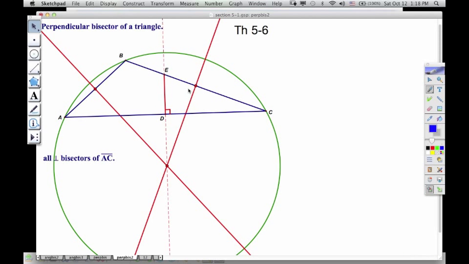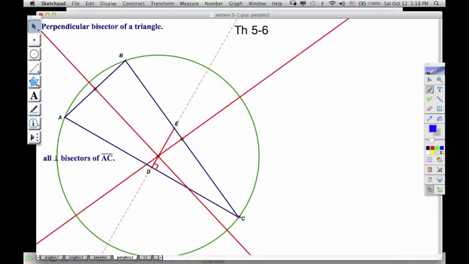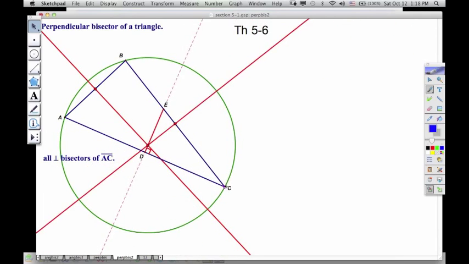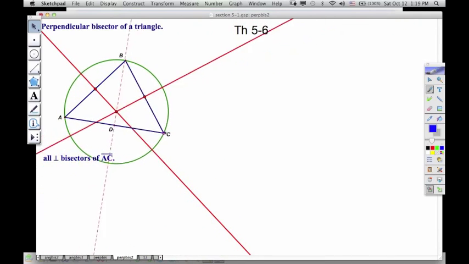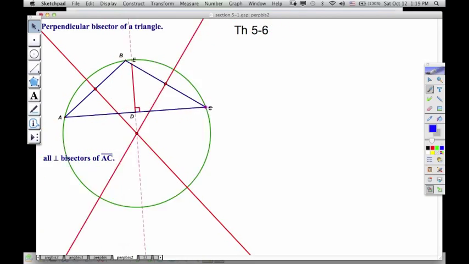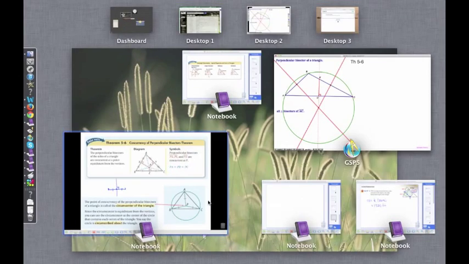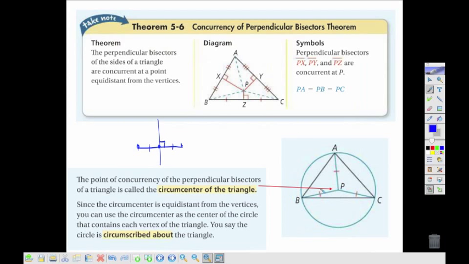Basically, this point is the same distance away from every corner of my triangle, so no matter which point I choose to use, that circle is going to go through all three of those points on the circle. And this is our first special point, and this is called the circumcenter. We can also say that the circle is circumscribed about the triangle.